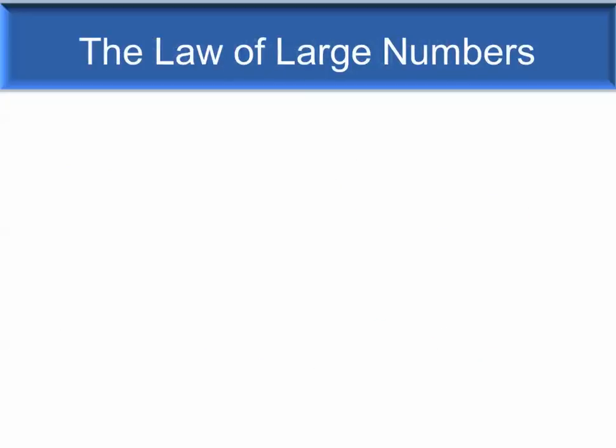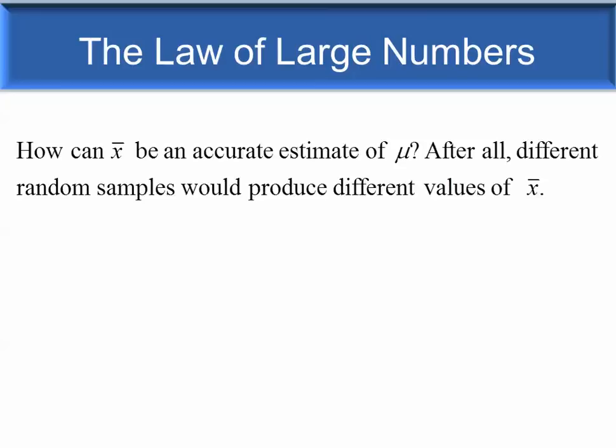And to do that, we're going to learn about something called the law of large numbers. So when we ask ourselves, how can X bar, how can the mean of one sample of people, one of those groups of 100 people, give us an accurate estimate of mu, the average for the entire population? Especially because we now understand that every 100 people that we measure is going to yield a different value of X bar.